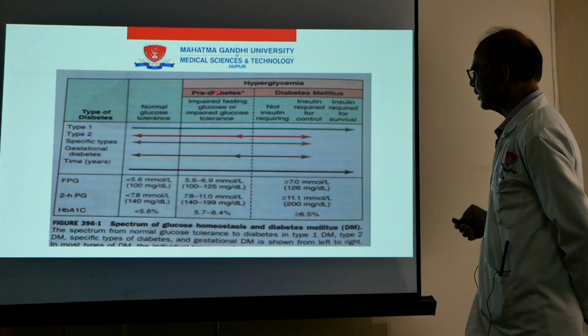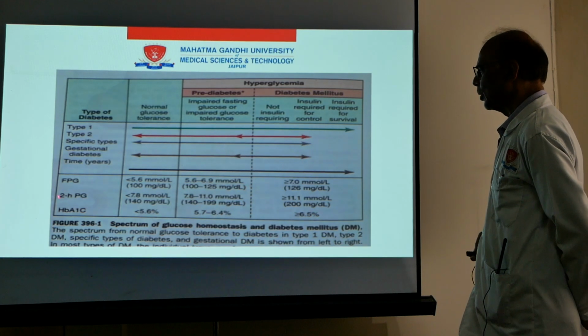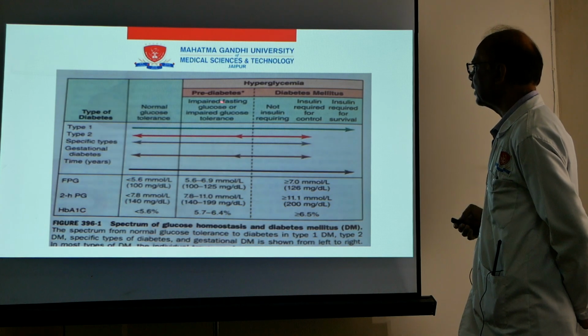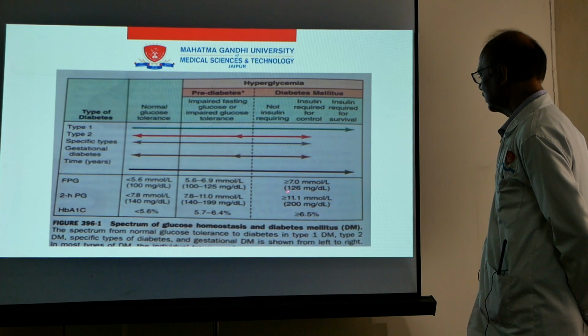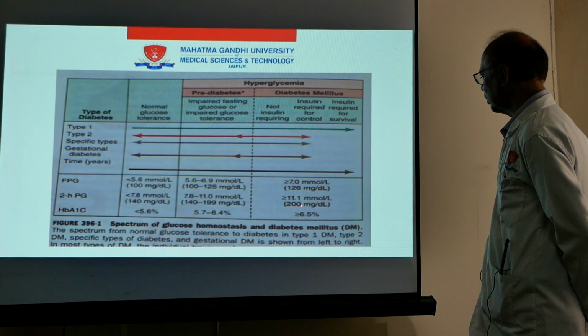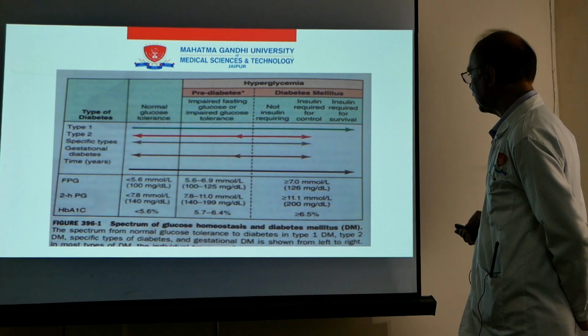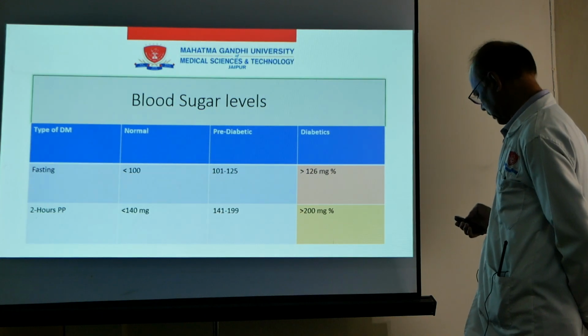In pre-diabetics, the fasting blood sugar will be between 100 to 125 milligram percent, 2 hours postprandial will be 140 to 199 milligram percent, and if HbA1c is 5.7 to 6.4, they are labeled as pre-diabetic. In diabetes mellitus, if fasting glucose is more than 126 or postprandial glucose more than 200 milligram percent or HbA1c is more than 6.5%, then they are termed as diabetes mellitus diagnosed, full blown. So this is the same slide, we have explained it in a different way.